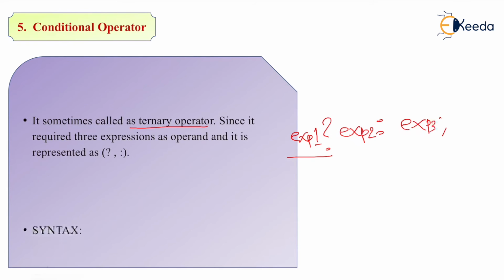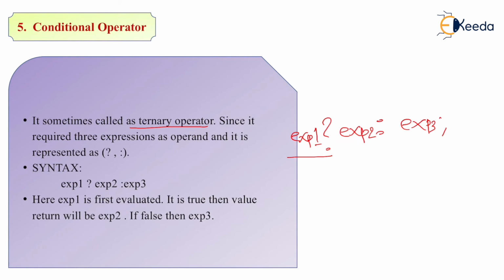You see further. The syntax for the conditional operator is expression 1, question mark, expression 2, colon, expression 3. Here, expression 1 is first evaluated. If it is true, then the value returned will be expression 2. But if it is false, then expression 3 will get executed.